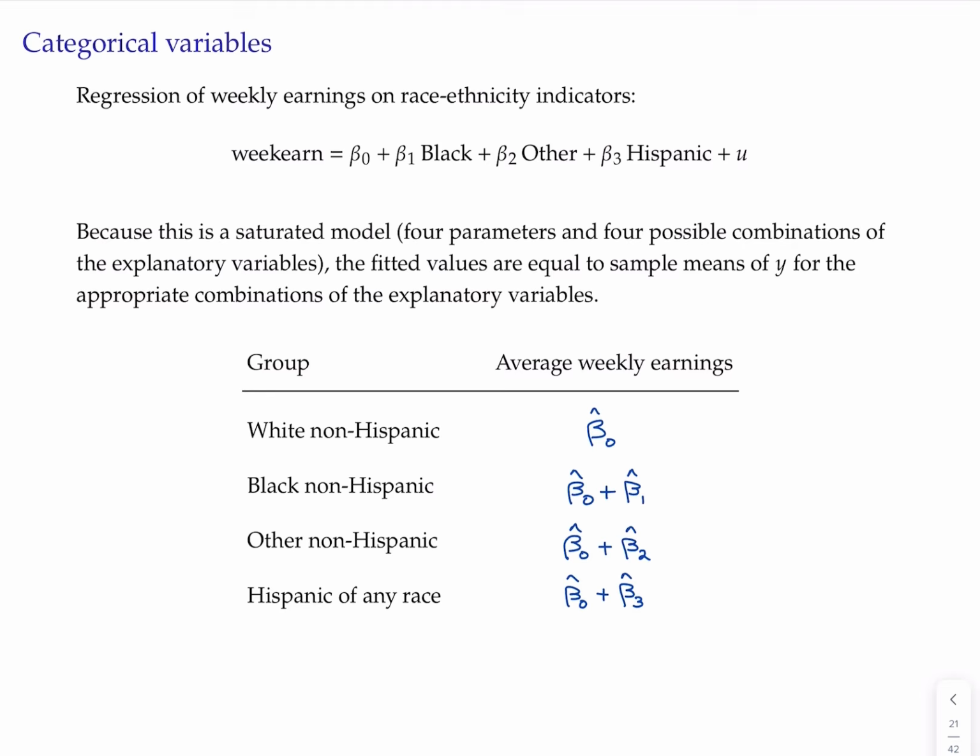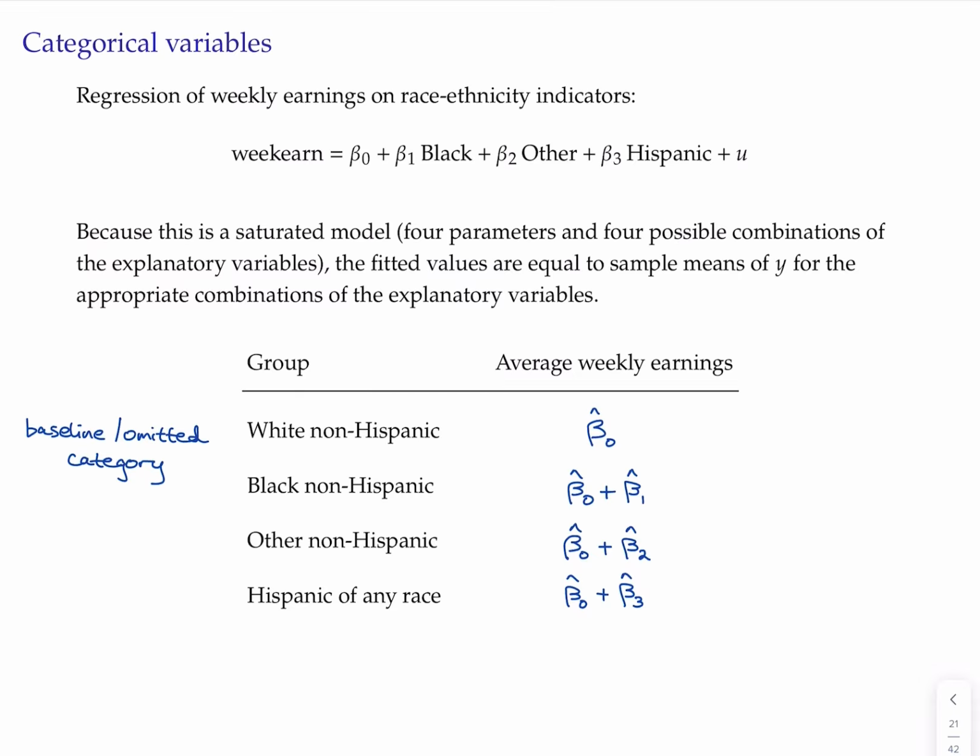So again, the white non-Hispanic group is what might be called the baseline or omitted category or group. Okay, and remember, the observations on those individuals are still in the regression, and that's what's used here to estimate the intercept.